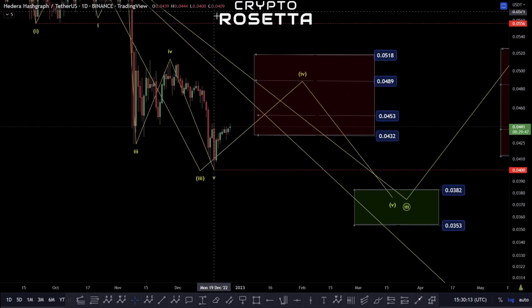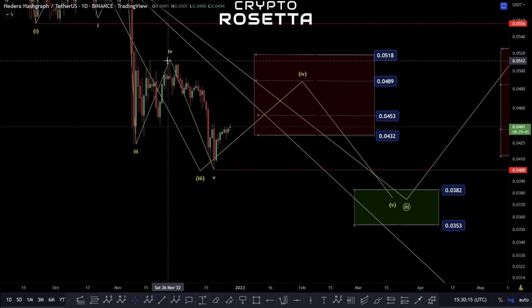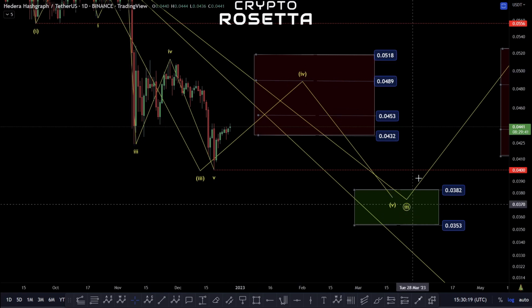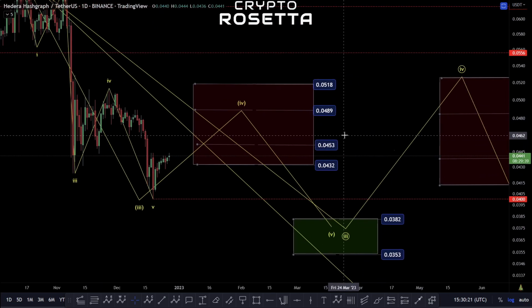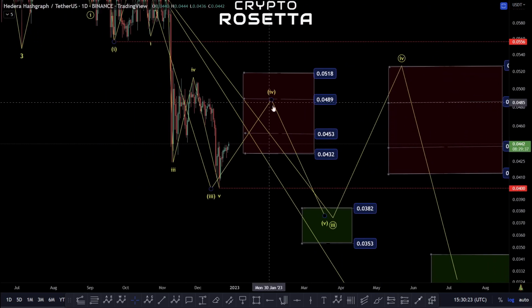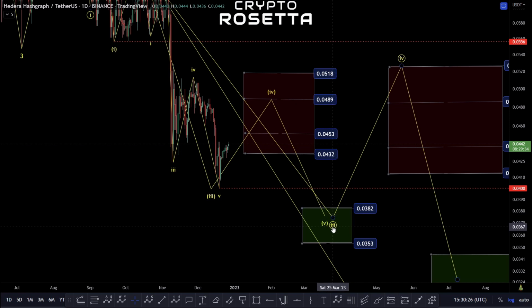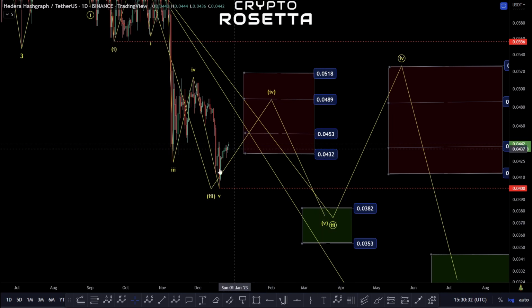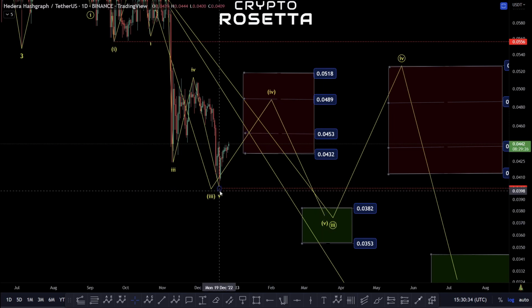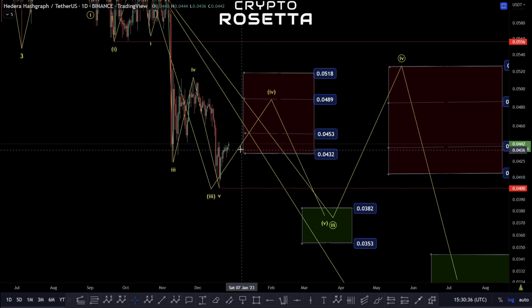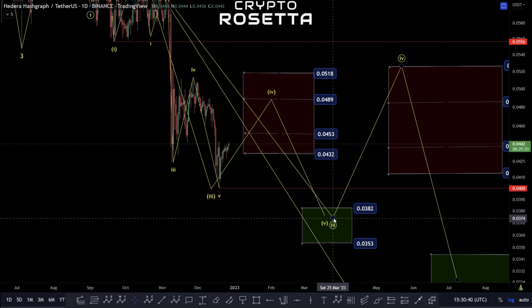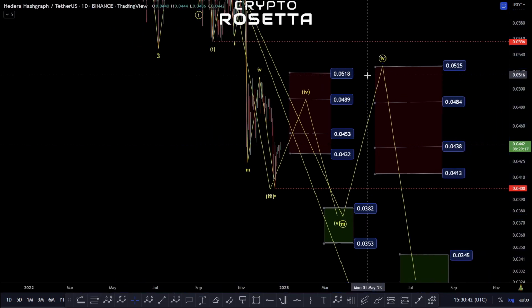Within these moves, these different numbers and the brackets, and this one with a circle, these are different degrees. All these mean is that this wave with the Roman numerals in the circle is the highest degree. This one in the brackets is the next highest degree, and this is the next highest degree. So this wave is within this wave, which is within this wave. Effectively, we would still be within this yellow wave 3 here.